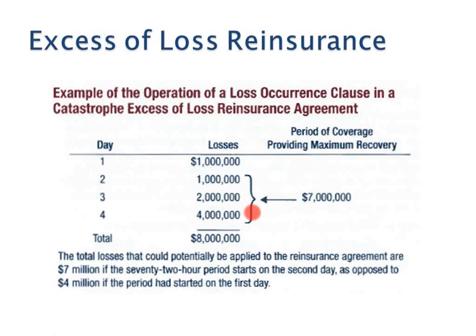What happens, if you assume you start the clock on day 2, to the expenses from day 1? Do you just figure we'll absorb that and it's cheaper? Yep. And so the $1 million would be retained by the primary, which in that case would probably be a pretty good deal.